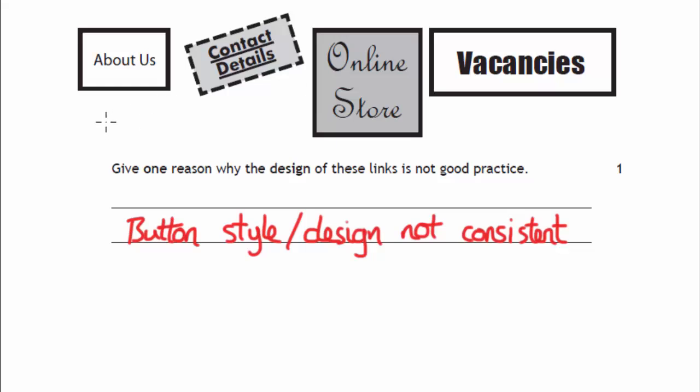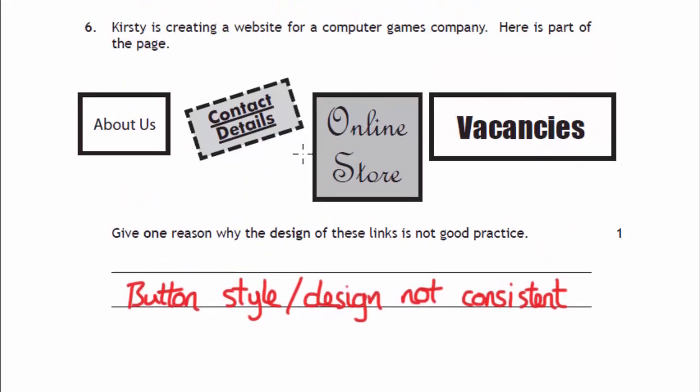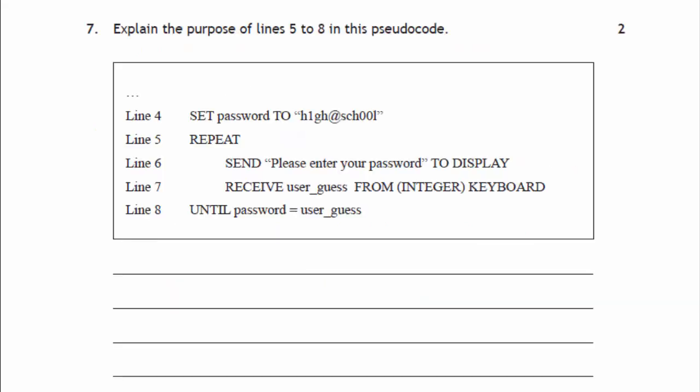And this doesn't, okay, with all these different styles of buttons, different fonts, and some you can read better than others. Right. Question number 7. Explain the purpose of the lines from 5 down to 8.